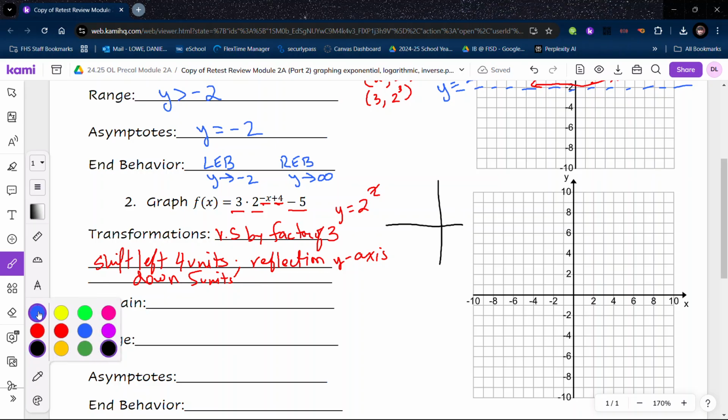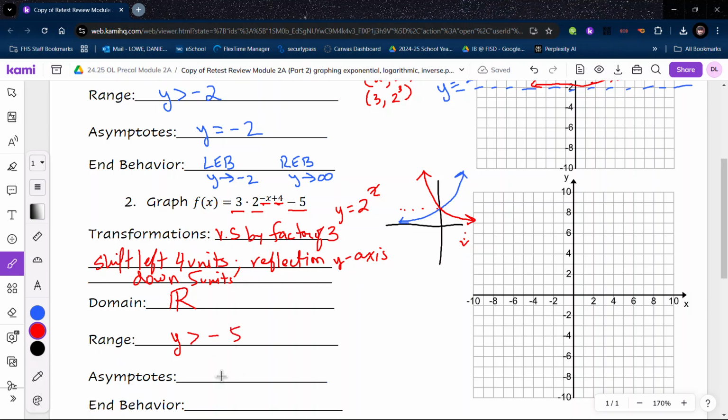All right, and if I think about this particular graph, this was exponential growth to begin with, but then I moved to the left and I reflected in the y-axis. So I know that if I move to the left, this point moves over here and then reflects in the y-axis, and everything's going to change, and my graph will end up looking a little something like that, and it's going to then go down by 5 units. So my domain is still all real numbers, and y is greater than -5 is my range. My asymptote, y equals -5.